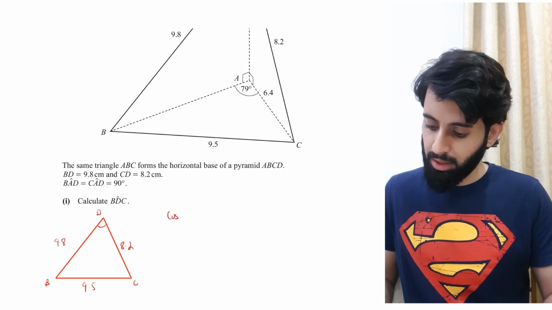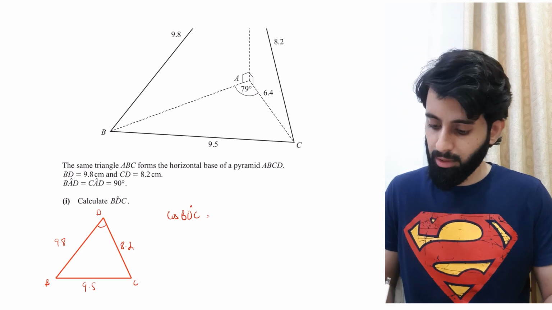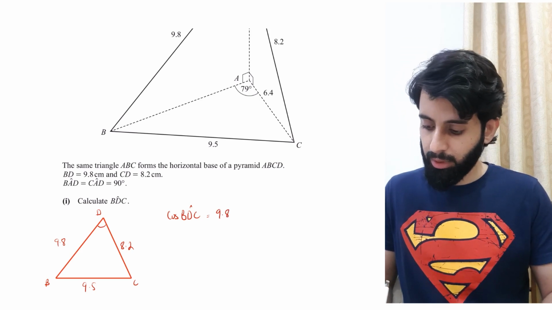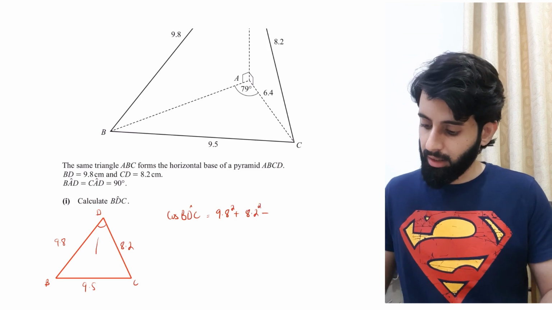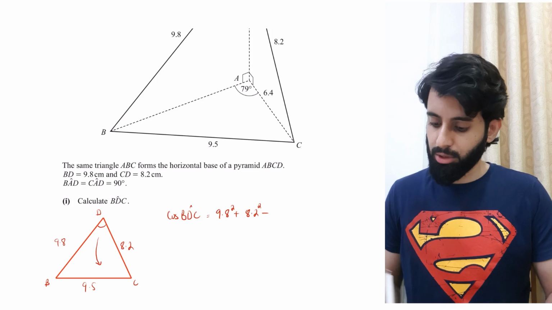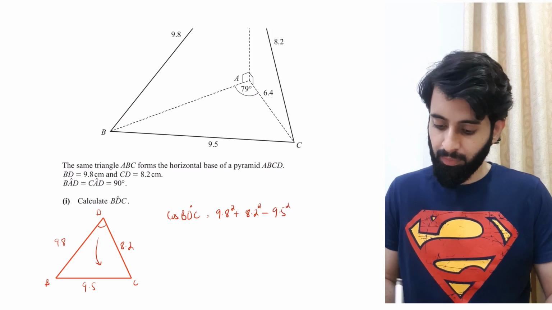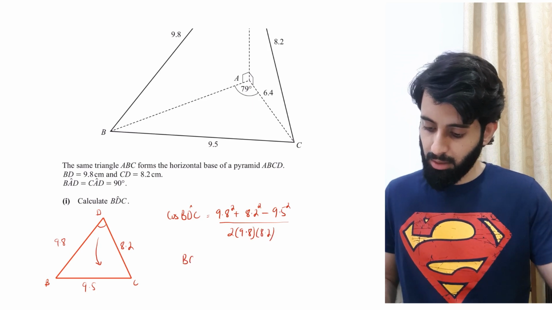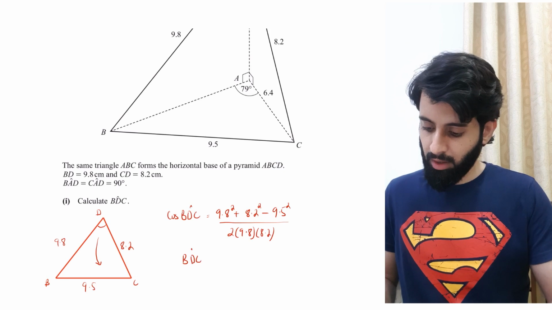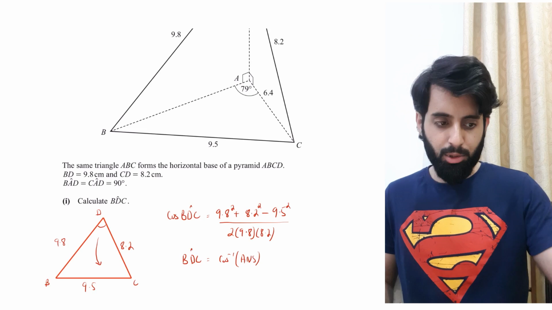And how do you use the cosine rule? Like this. Cos of BDC is equal to, so the two included lengths are going to be added, of course, after you've squared them, and the length that is opposite the angle which you're trying to work out is going to be subtracted, and then the two included lengths again are going to be multiplied by 2. I'm going to do this in my calculator, and when I have the answer, I'm simply going to do cos inverse of the answer. But let me show you how you're supposed to do it.